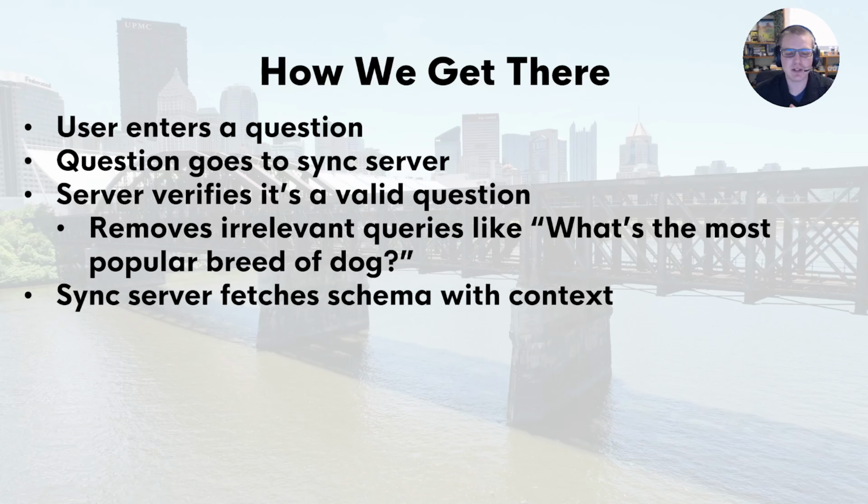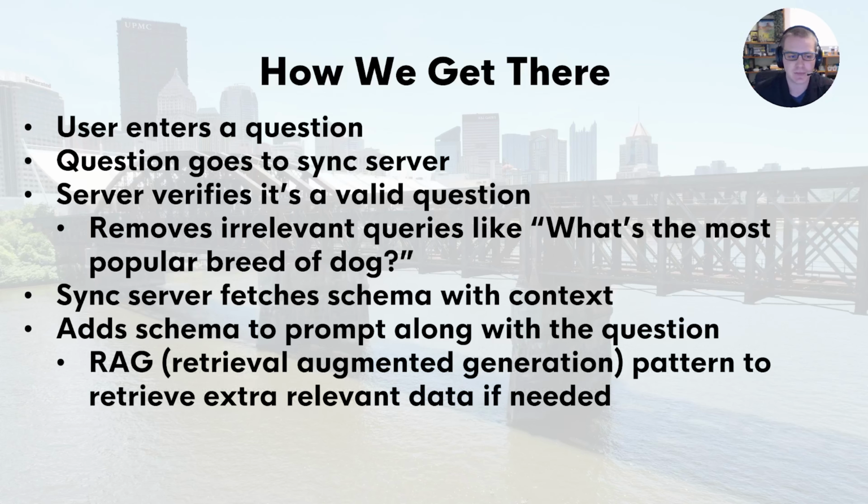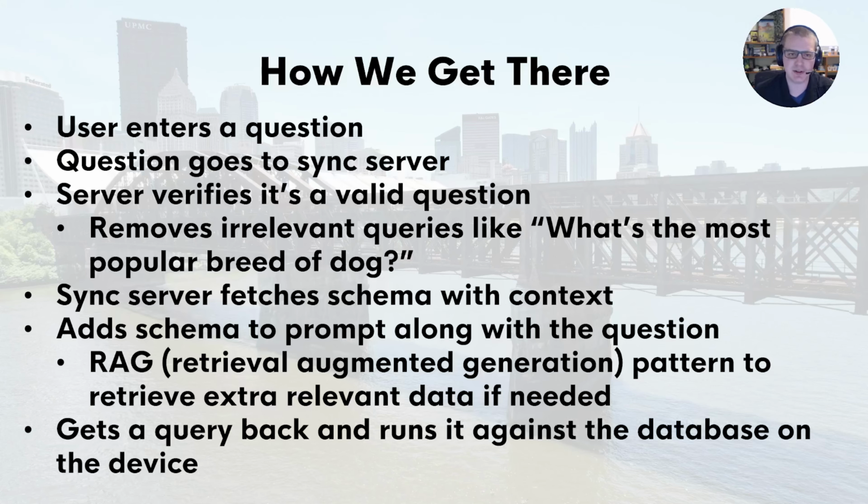The sync server is going to fetch the database schema with additional context around things like, what do these columns mean? And it'll add the schema to the prompt along with the question. If you're familiar with any AI chatbots like ChatGPT, we're basically doing the same thing that anybody else would do, just entering in a question and having it spit out an answer, but we're supplying it a lot more information about what our database looks like, what the question is, and extra information around that question so that it has the ability to answer it. And it's doing it by performing this thing called RAG, which is known as the Retrieval Augmented Generation pattern, to retrieve extra relevant data if needed. And it gets a query back and runs it against the database on the device.